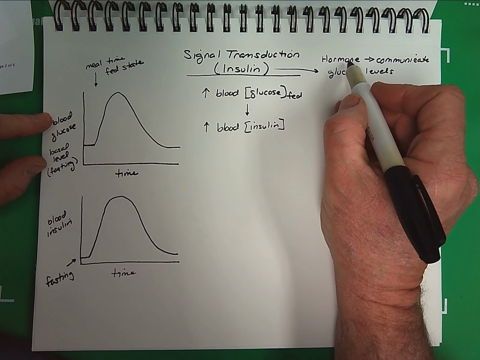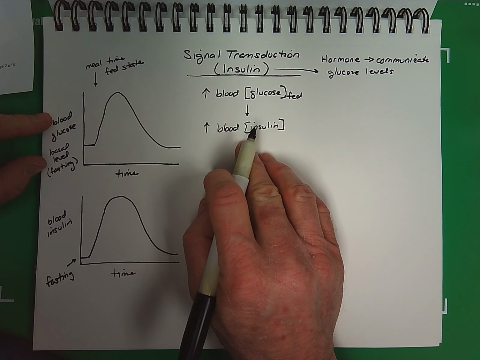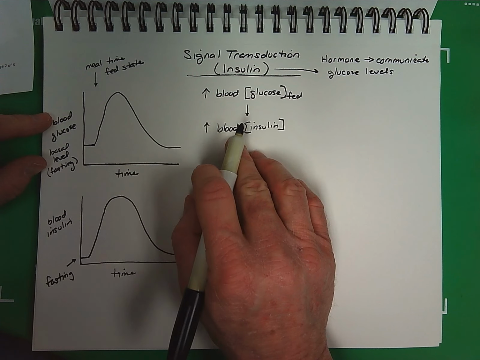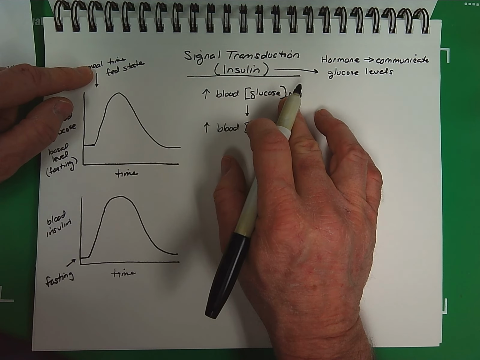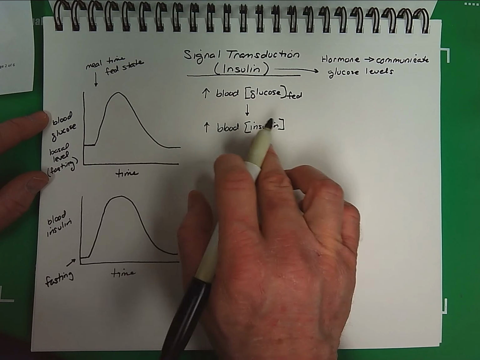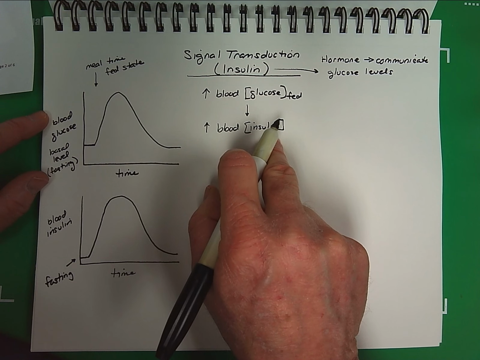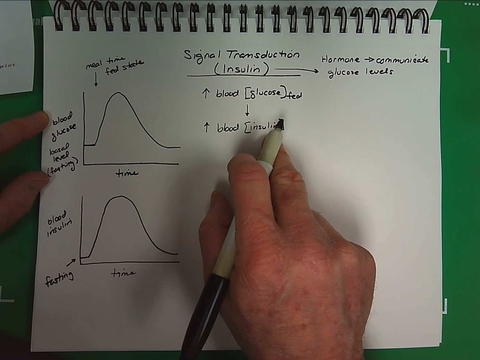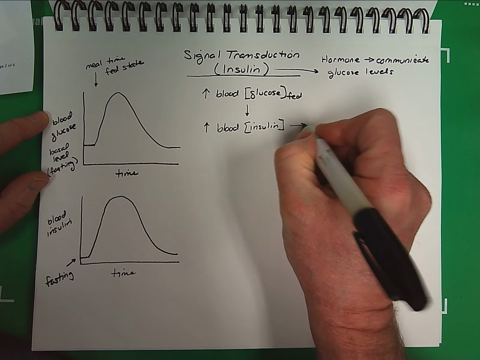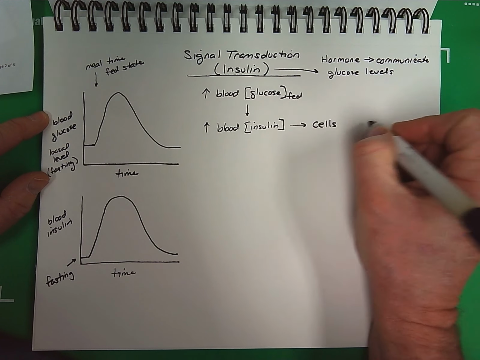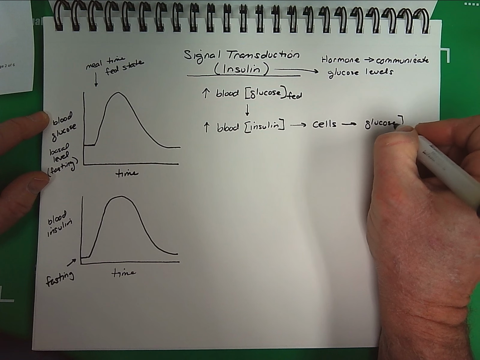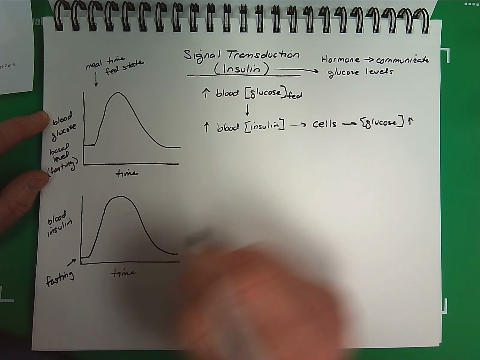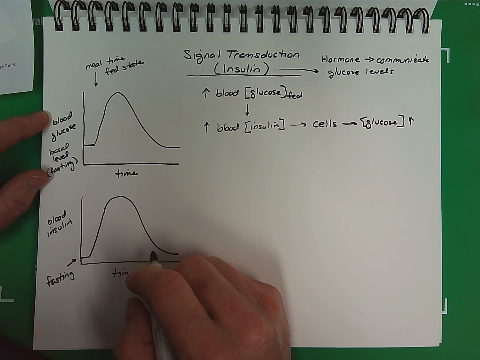So we have a hormone that is designed to communicate information based on glucose levels. As blood glucose levels increase due to our meal, that is inducing an increase in insulin, the hormone insulin, which is going to communicate now to cells that glucose is high in the blood and available for taking up for generating energy.